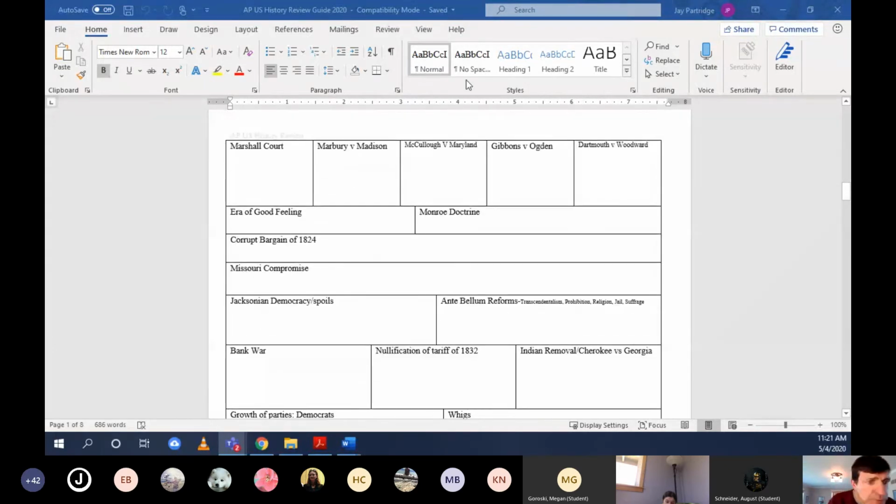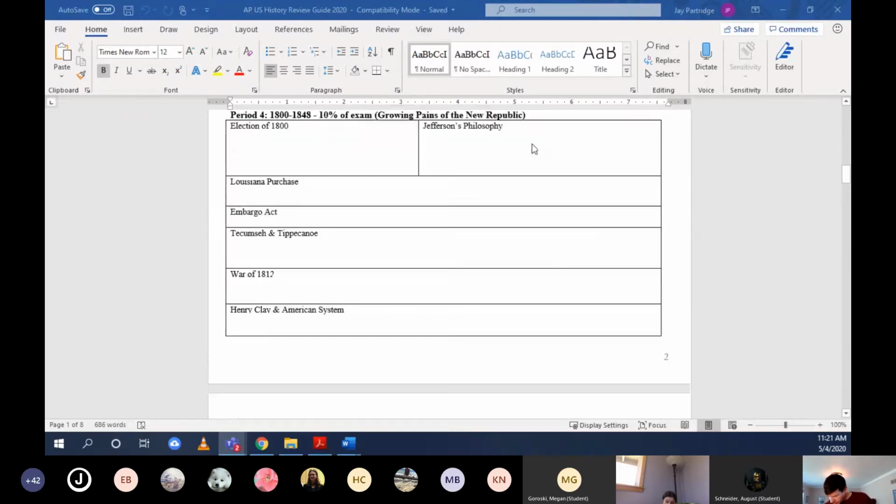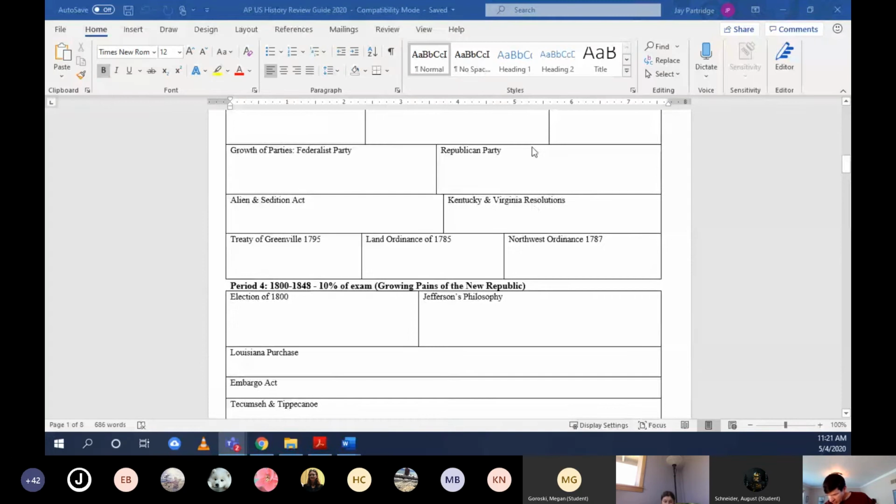All right, what's the next one? Northwest Ordinance. So let's go to, okay, that should be in the middle of page 2.